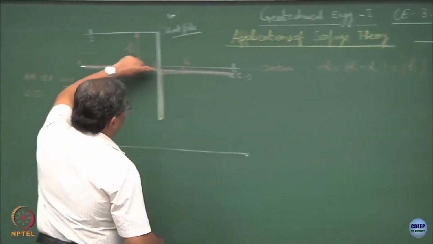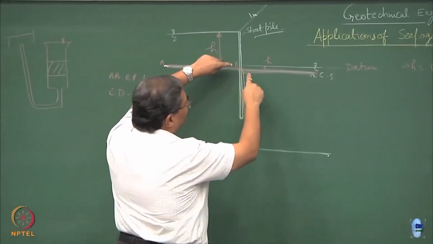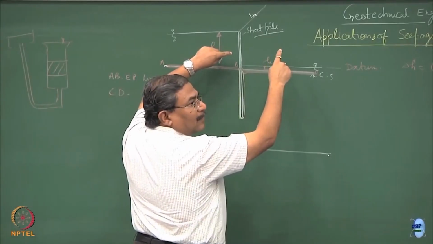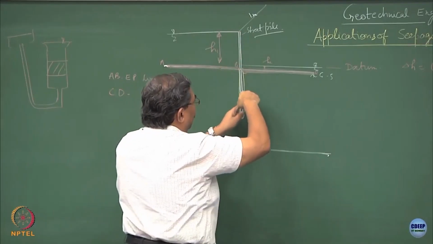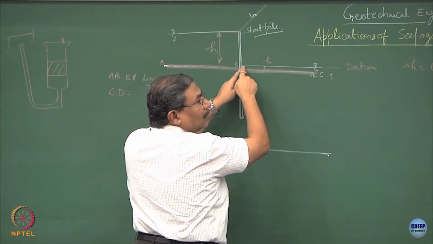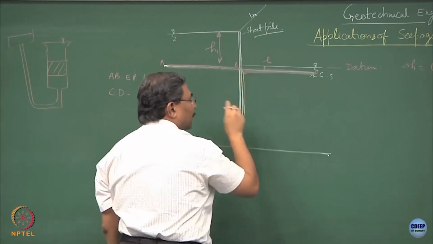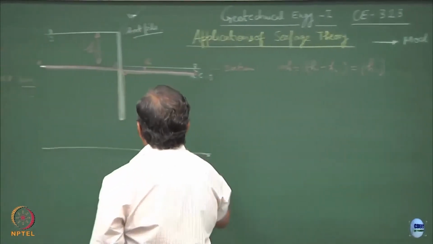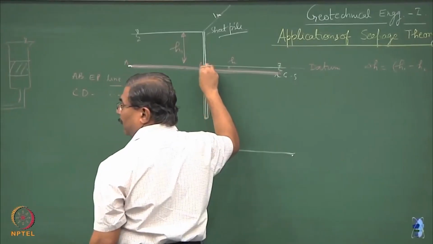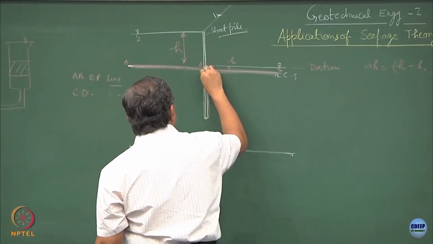At this point seepage is 100%, at this point it is 0%. So all the water will have a tendency to seep through all along the sheet pile and come out at this point. This becomes the flow line. What conditions you have to maintain? The flow line is perpendicular to the equipotential line. So this is 90 degrees, this is 90 degrees.